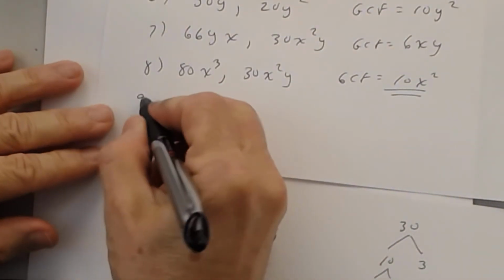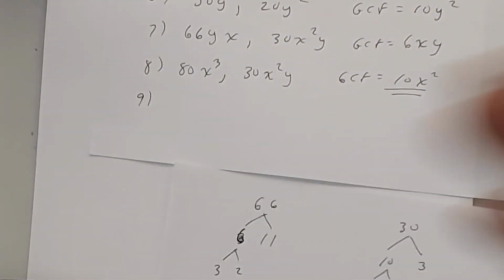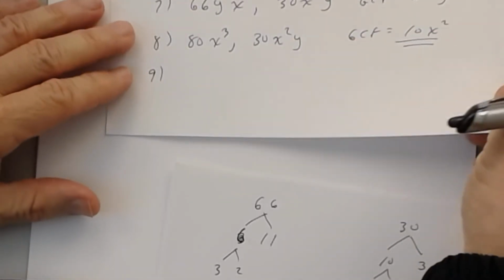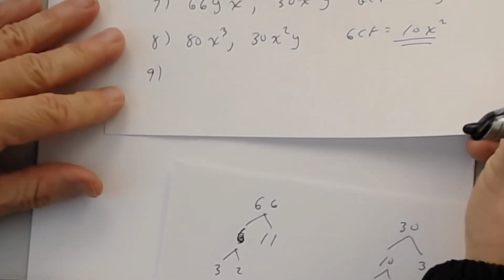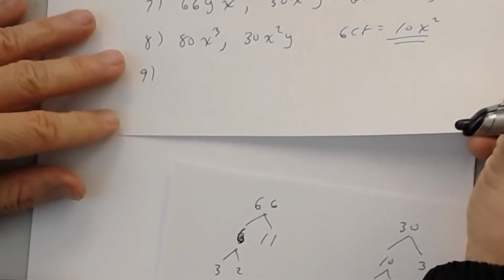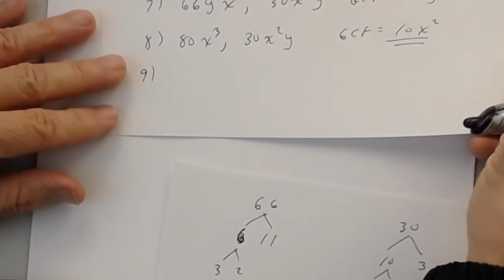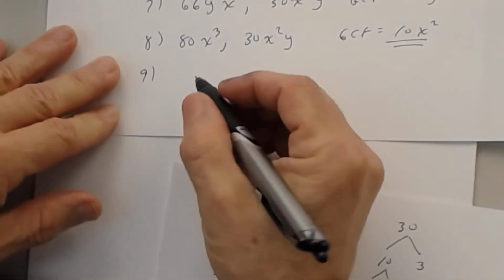Number 9. See, it's not that difficult. We're about to use those in factoring. You have to know things about the GCF in order to factor some of these polynomials.